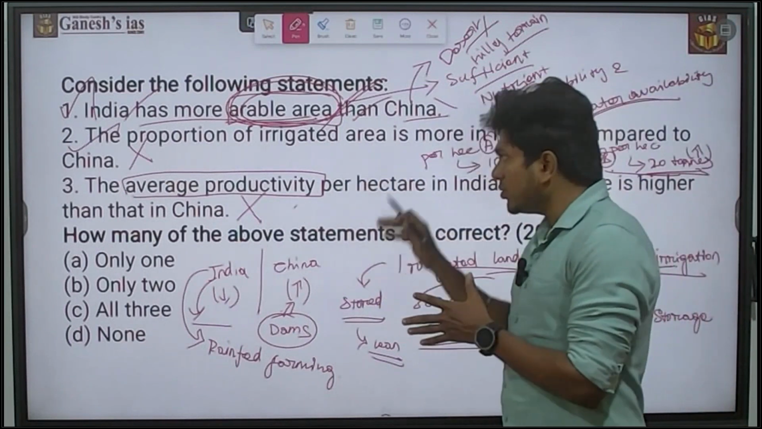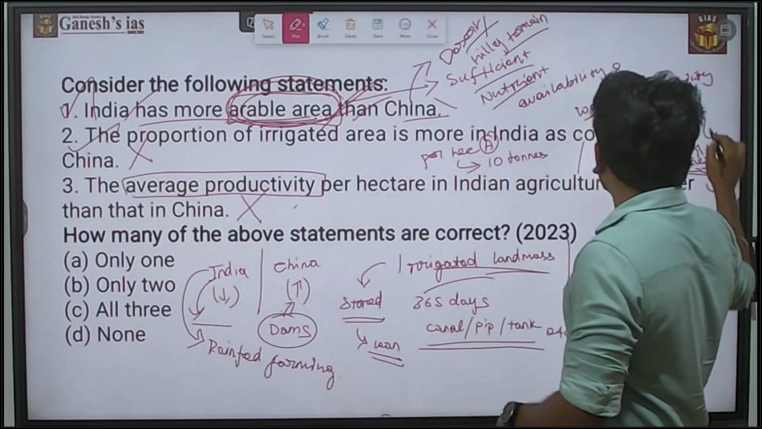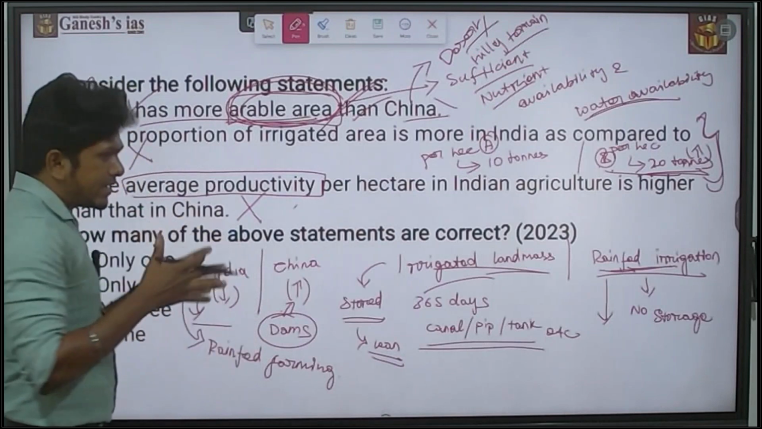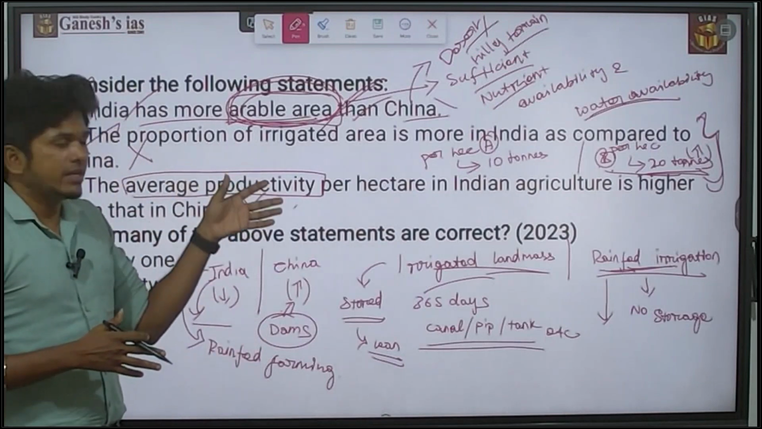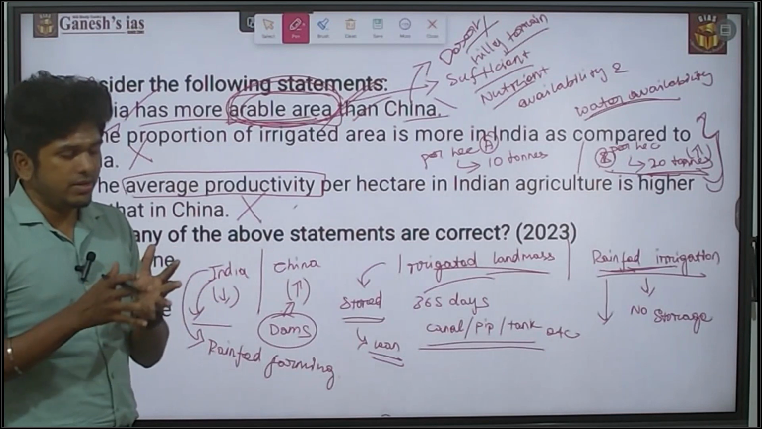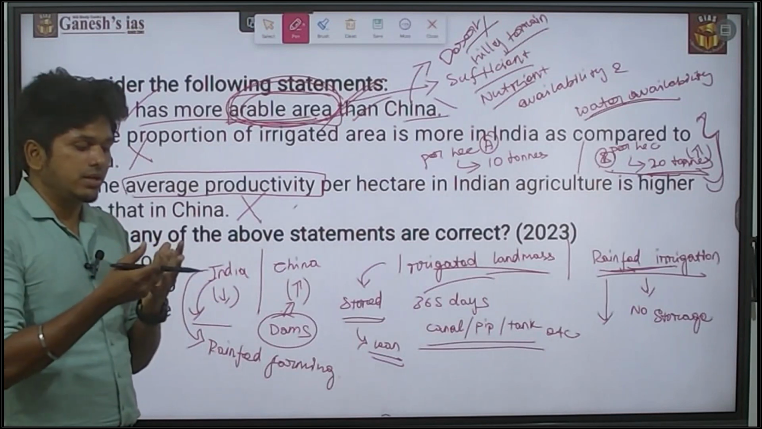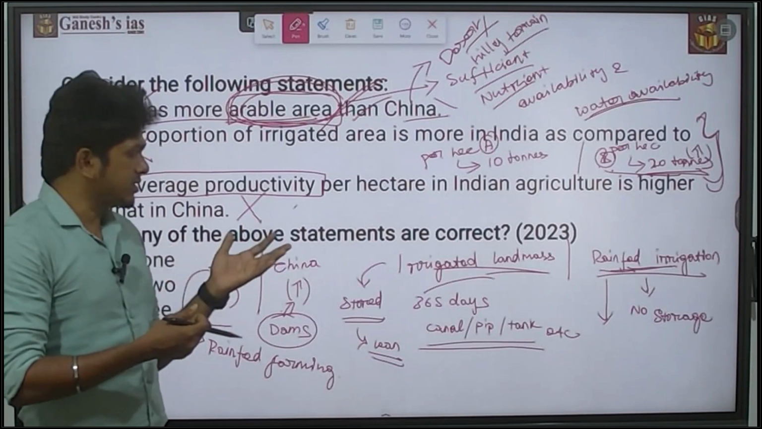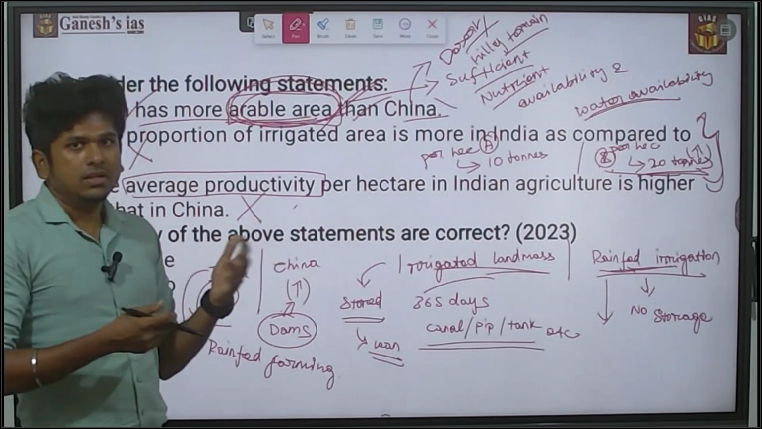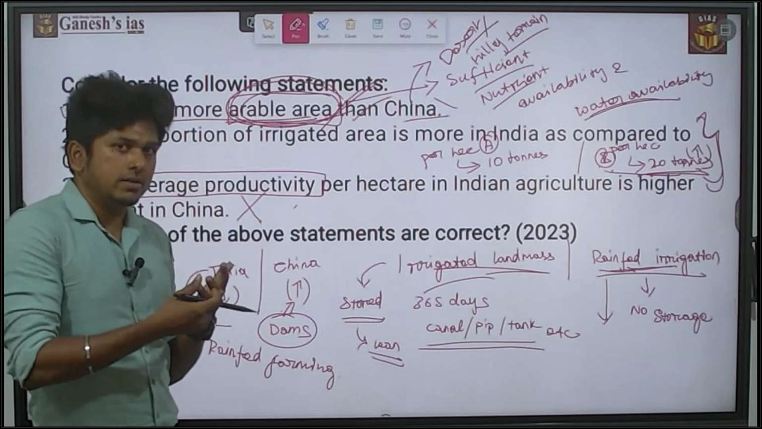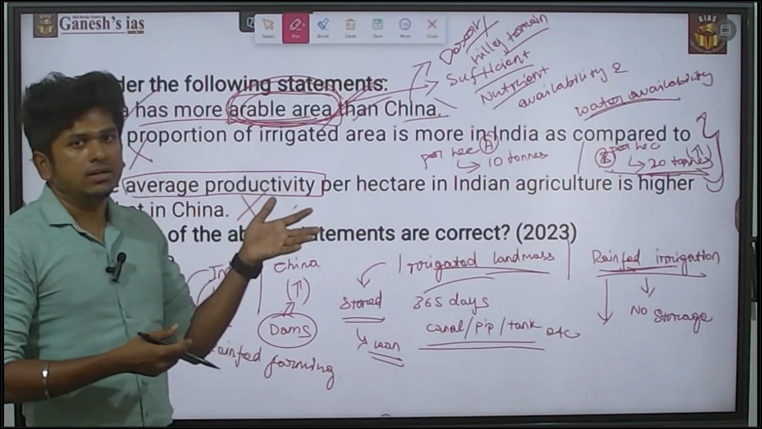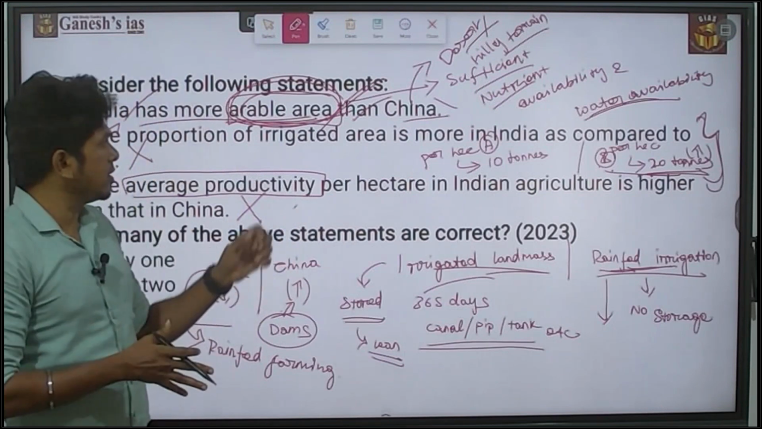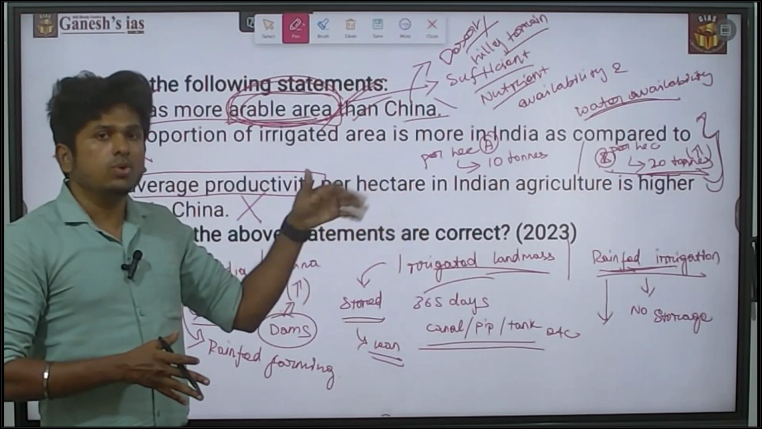See, even if you are not able to decode these two statements, with some basic understanding you can easily find the answer. The basic understanding is for the larger producers: the country which is the largest producer of wheat, it is China. When it comes to rice, it is China. When it comes to all other crops, even millet, it is China. So when it comes to the largest producer in the world for most of the crops, mostly it will be China.